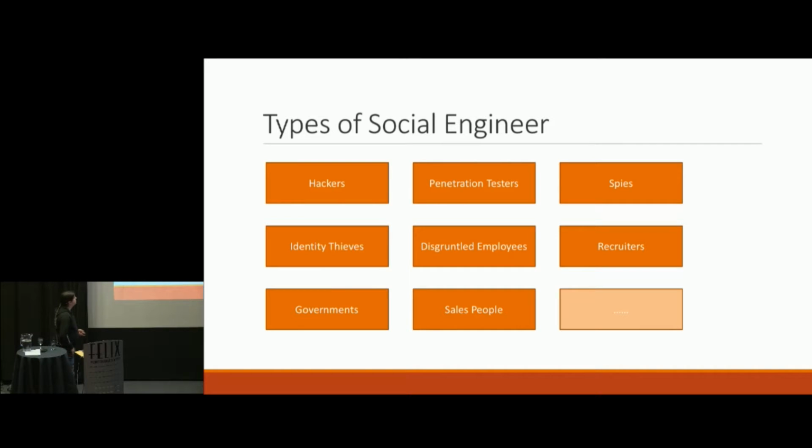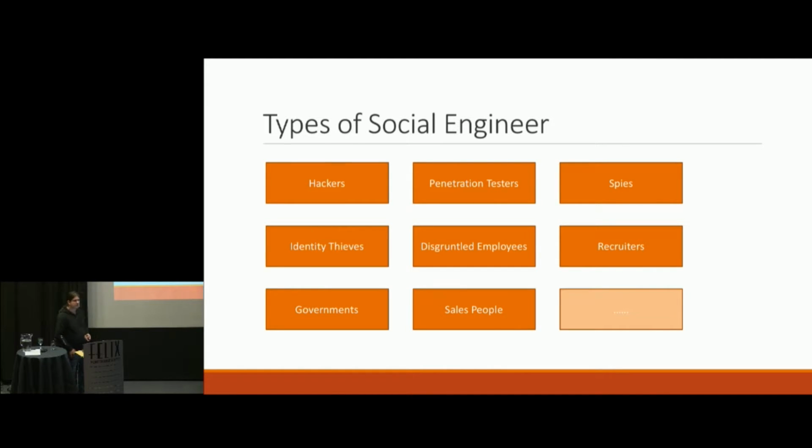So if we look at some of the types of social engineers that are out there, you have your typical hackers, you've got your penetration testers, so people that are legally and ethically trying to help organisations protect themselves. Then you've got your typical spies, identity thieves. Disgruntled employees is a very big one for data theft within organisations. Recruiters are very good at trying to manipulate you into going for interviews for jobs. That's part of their role, it's a sales role. Governments and also salespeople. Salespeople are there to try and influence you to maybe buy something which you don't really need to buy, but they're going to try and convince you.